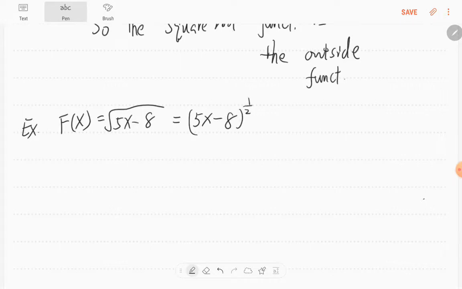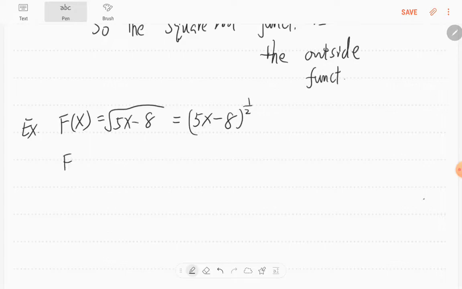What is the outside function? As we know, the last operation, if you want to evaluate this function, right, plug in x some numbers, what is the last operation? Which is take the 1/2 power, right? So the exponent 1/2 would be the outside function. So the rest part, 5x minus 8, would be the inside function.